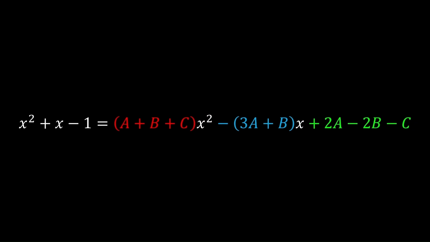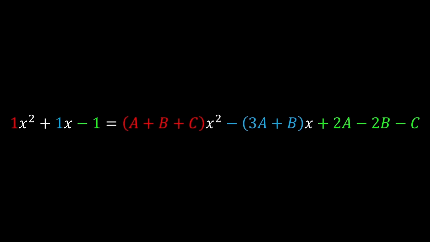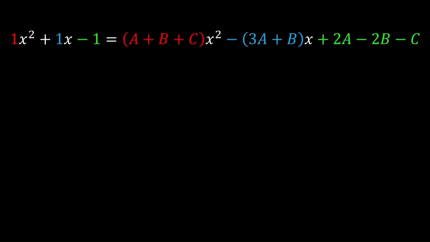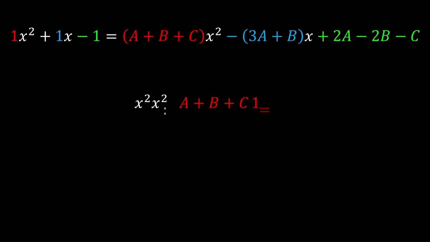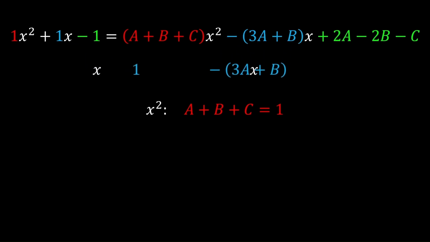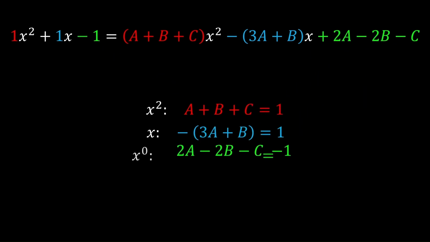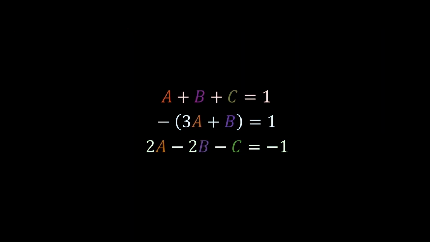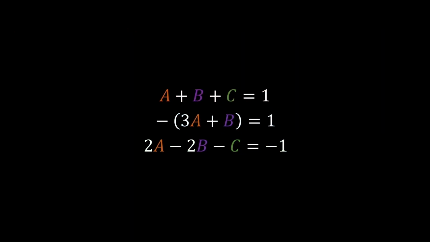We see now that we can match the coefficients on the right-hand side with the corresponding coefficients on the left-hand side. Equating the coefficients in front of the x squared term, we end up with the following equation. And equating the x coefficients results in the following equation. We can do the same with the constants, ending up with the third equation. We now see that we have a system of three equations with three unknowns. We can solve this using any method.